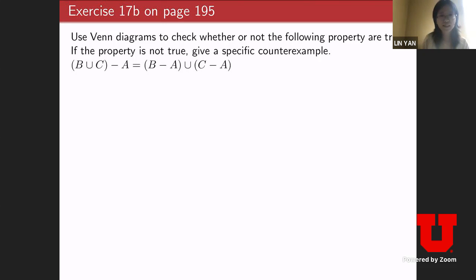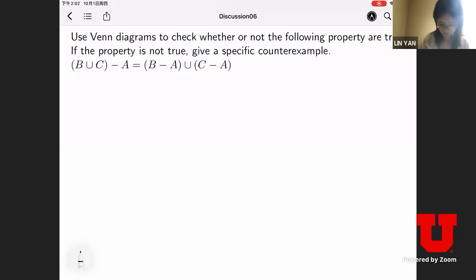Okay, let's start from the left-hand side. There are 3 sets A, B, C in this statement. Firstly, we should draw a square to represent the universal set U, and A, B, C are in the universal set.